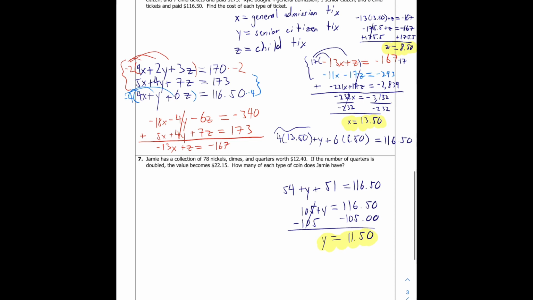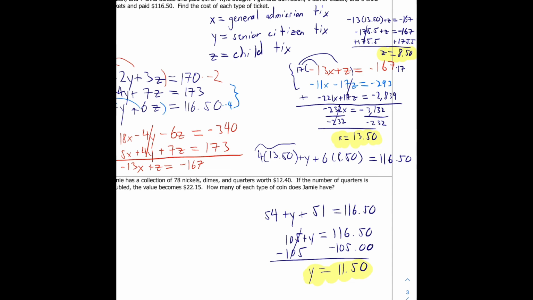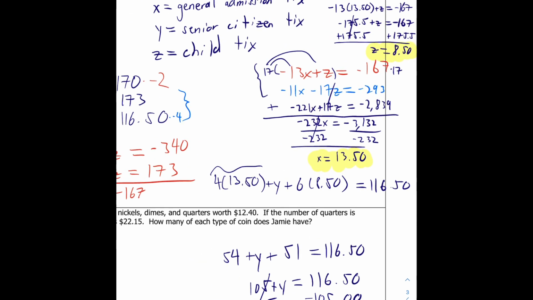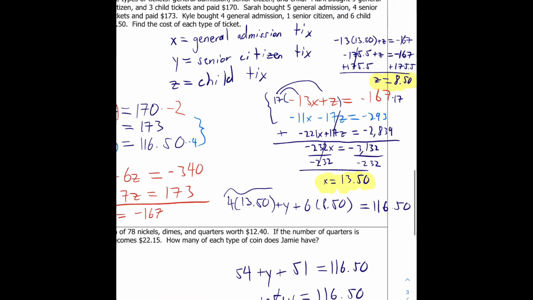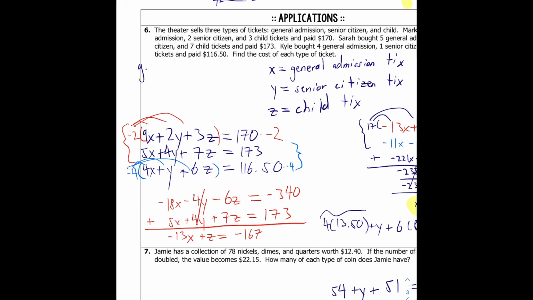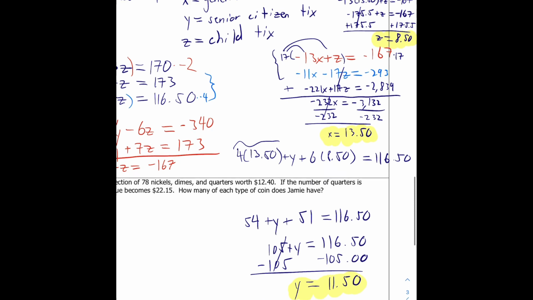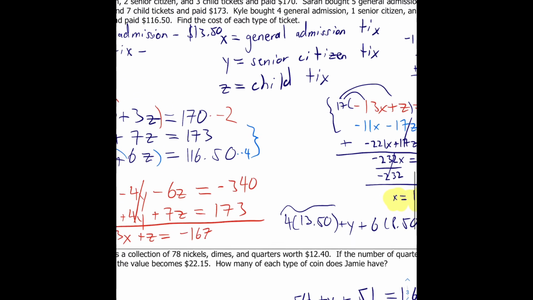All right. So we have z, so now we have our three variables solved for. We just got to put them in the context of the problem, okay? So what was my x? My x was general admission tickets. So x is going to be the cost of a general admission ticket, okay? So x equals $13.50, so general admission, that costs $13.50. Remember my dollar signs, guys. Okay, y was $11.50. That's my senior citizen ticket. So senior tickets, those cost $11.50.